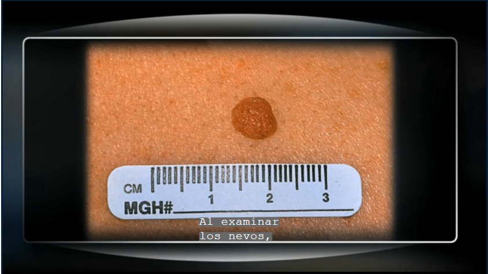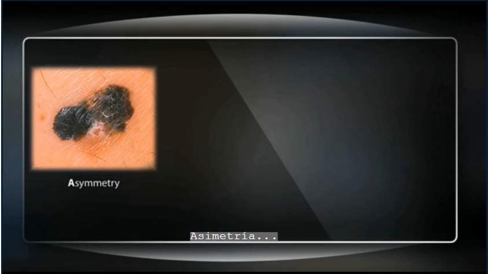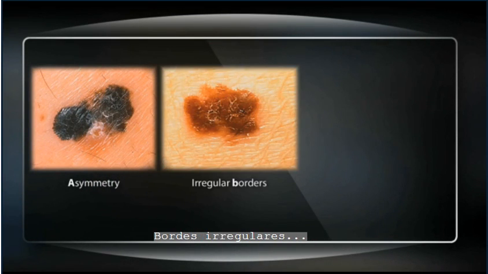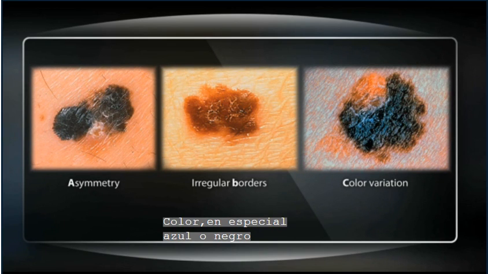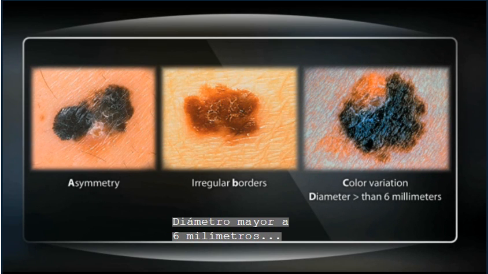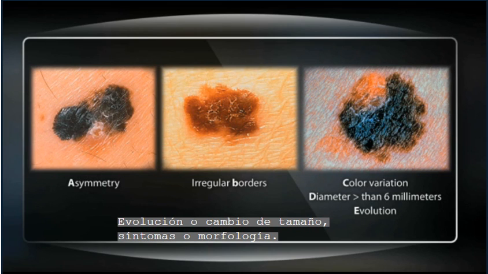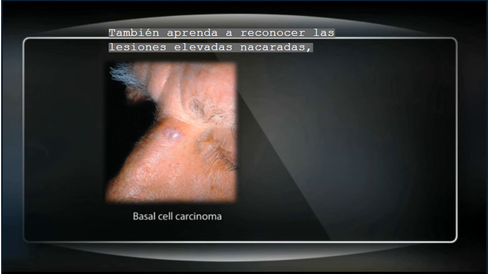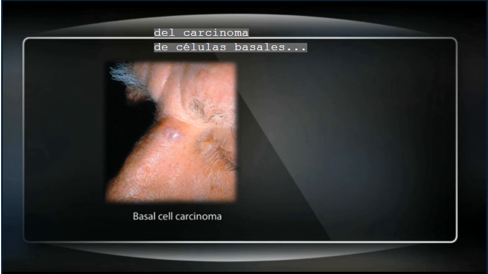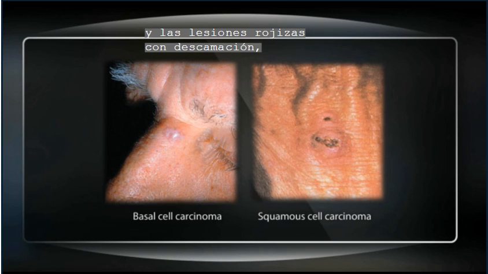When examining nevi, apply the ABCDE method for assessing melanomas. Inspect for asymmetry, irregular borders, color variation, especially blue or black mixed with white and red, diameter larger than 6 millimeters, and evolution or change in size, symptoms, or morphology. Also learn to recognize the raised, pearly, sometimes reddish lesions of basal cell carcinomas and the roughened, hyperkeratotic, flaking, reddish lesions of squamous cell carcinomas. These carcinomas are often in sun-exposed areas.